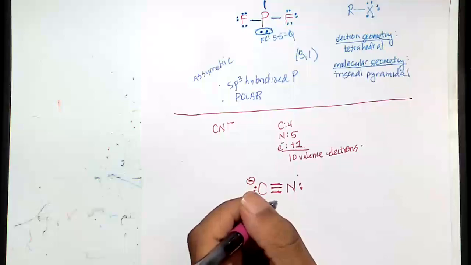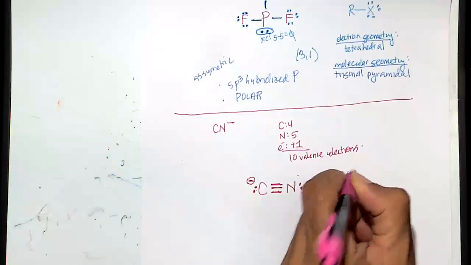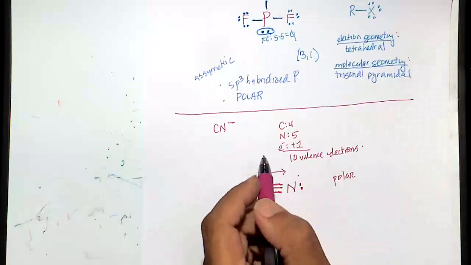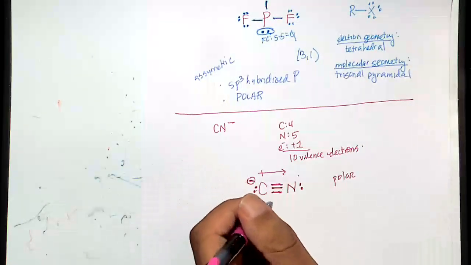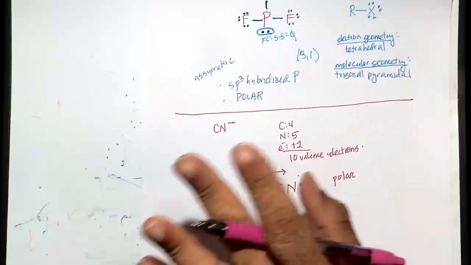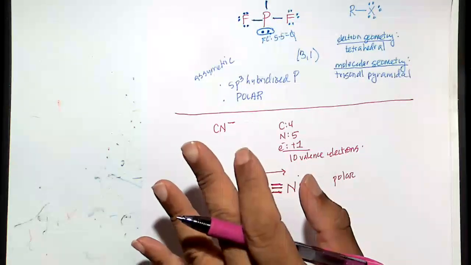Okay, is this polar or non-polar? This would be polar because nitrogen has more pull. Nitrogen is different than carbon in terms of electronegativity. Okay, we'll skip the hybridization for this.